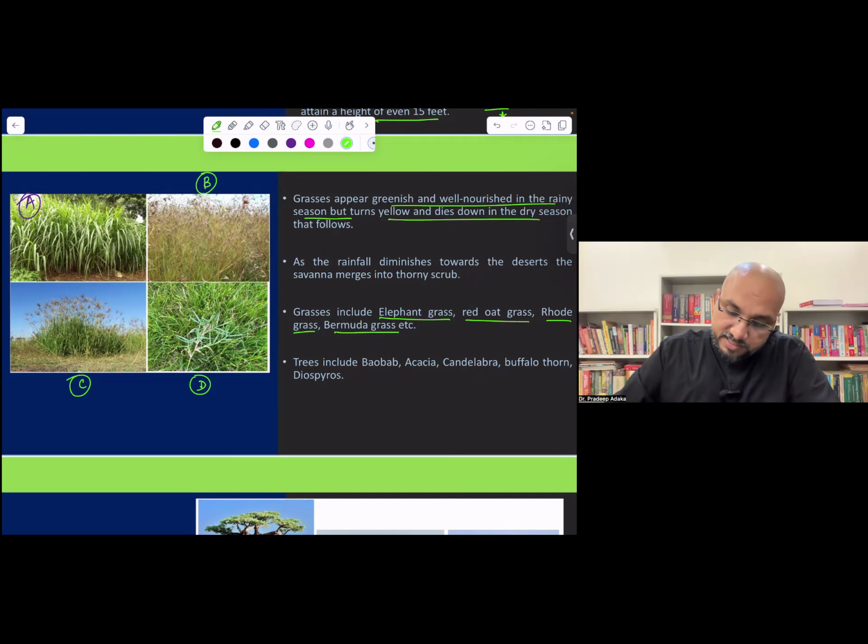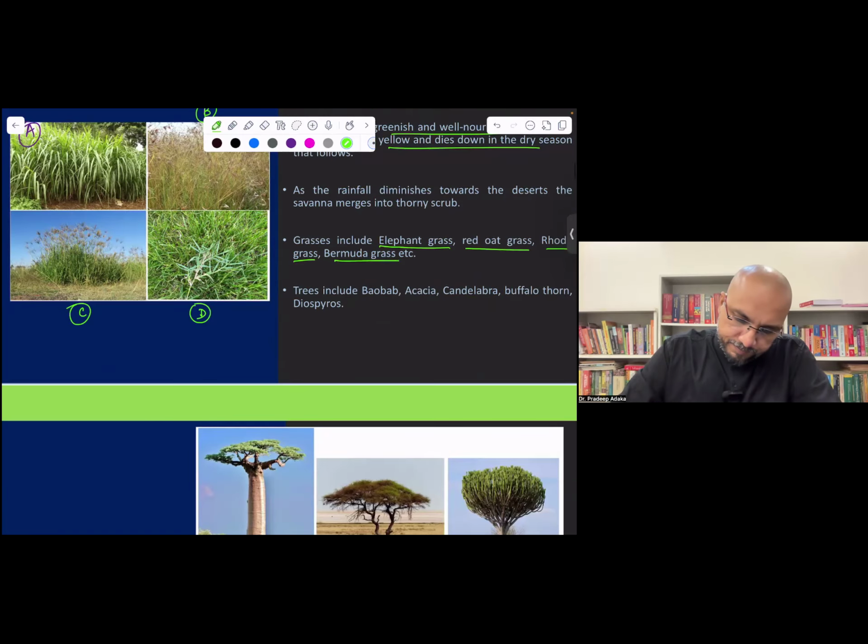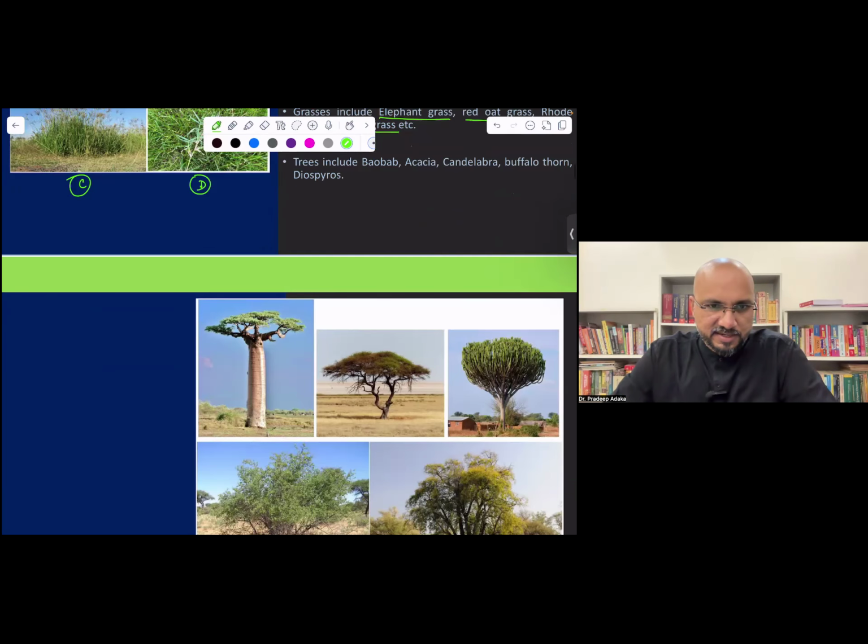Trees that you see is baobab. So this is baobab A. This tree looks like inverted tree, right? So the canopy looks like roots, baobab tree. So this is very characteristic of the savanna. So baobab trees.